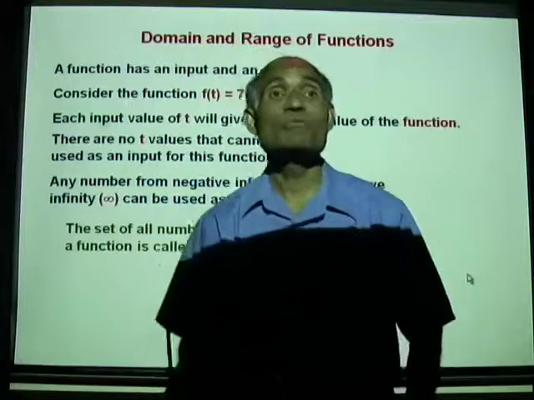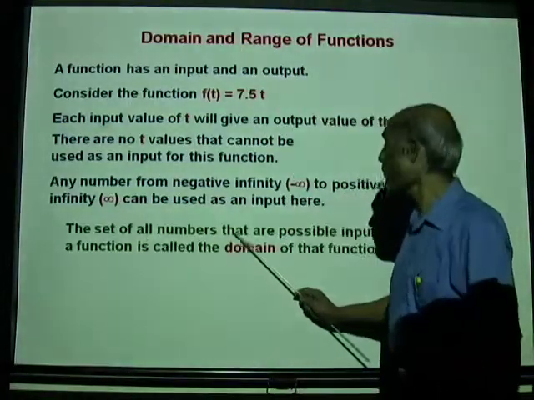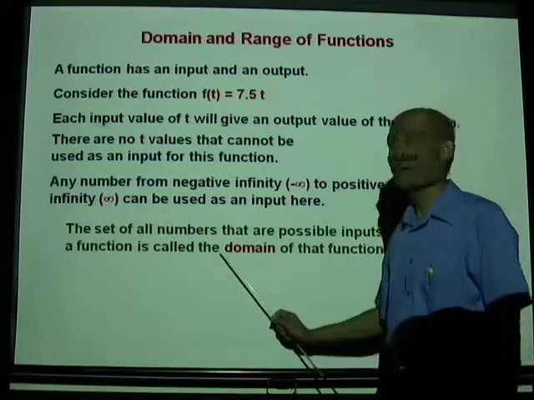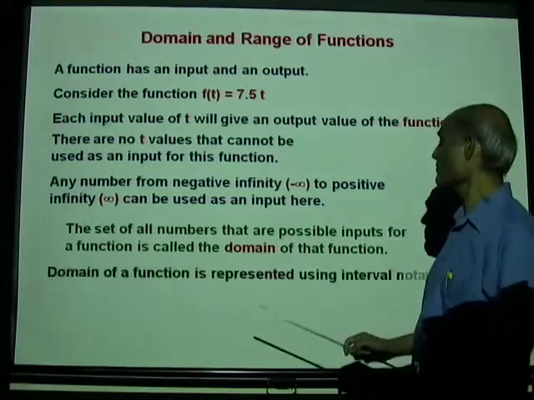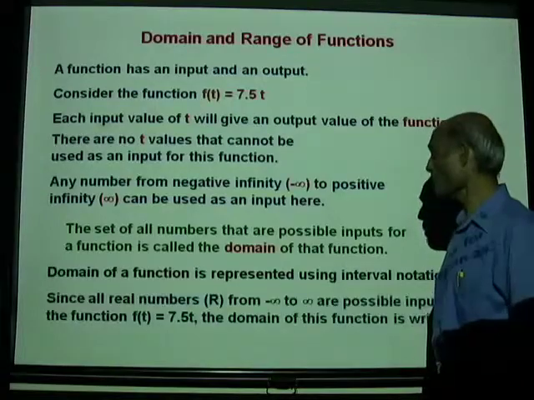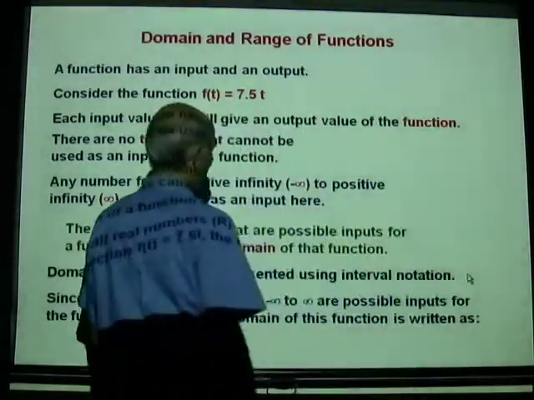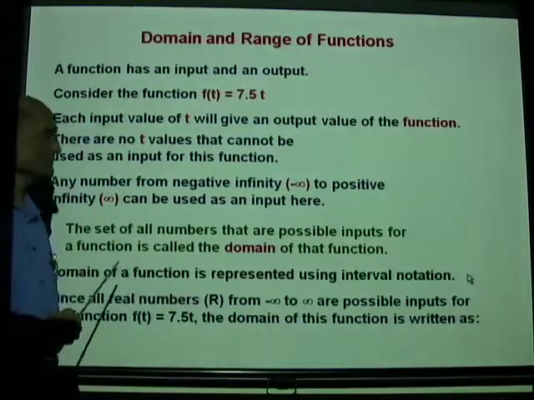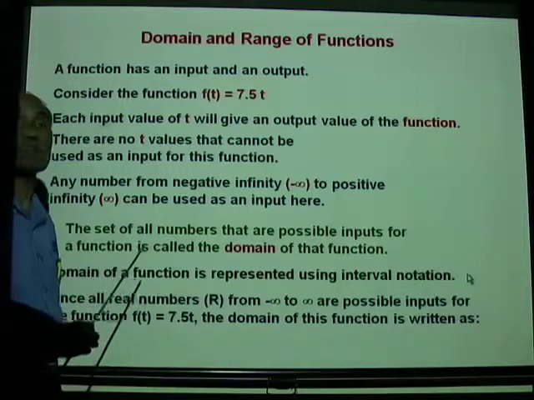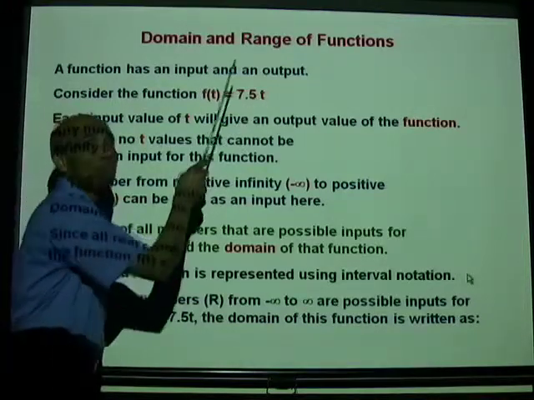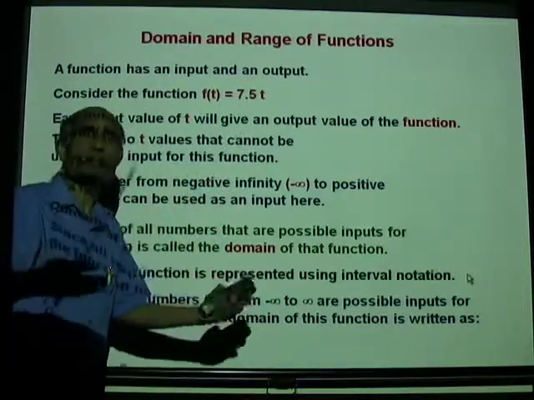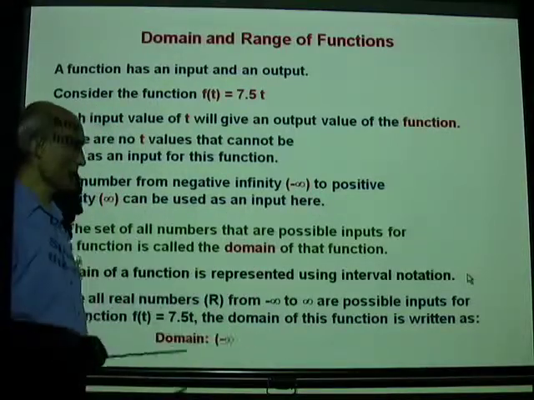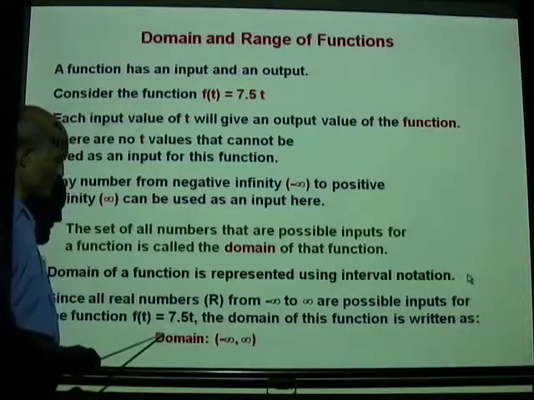And the way we say it is, the set of all real numbers are possible inputs of this. And so the domain of the function contains all real numbers from negative infinity to positive infinity. And that's the way we describe the domain. The input of this function can be any real number from negative infinity to positive infinity. And how do we write it? Look at the way we write it.